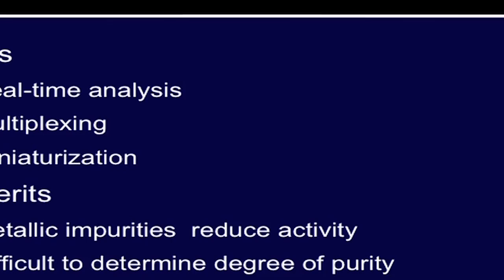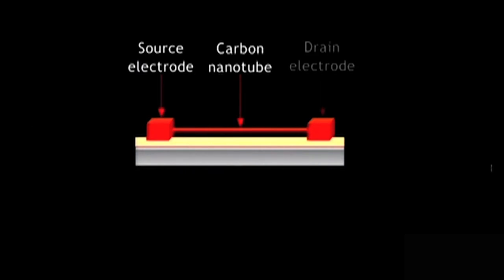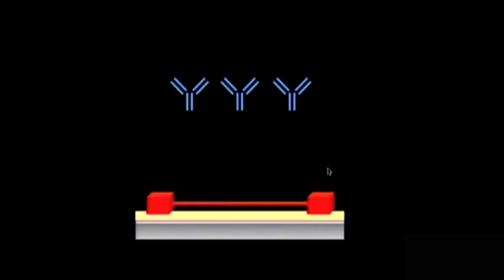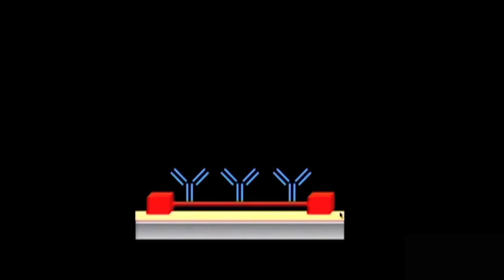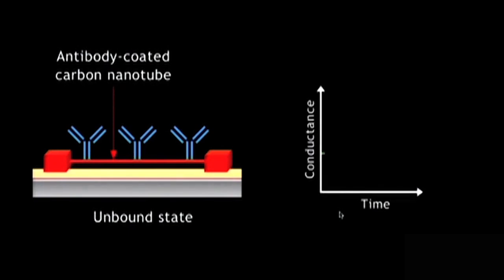To demonstrate the principle of carbon nanotubes and nanowires, let us look at this animation. Carbon nanotubes. The carbon nanotubes are hollow cylindrical graphite sheets that exhibit very high levels of chemical and mechanical stability. As you have seen here, there is a drain electrode, source electrode, and on top of the carbon nanotube, the antibodies are functionalized. So, these nanotubes can be suitably functionalized with the antibodies or other agents like aptamers.